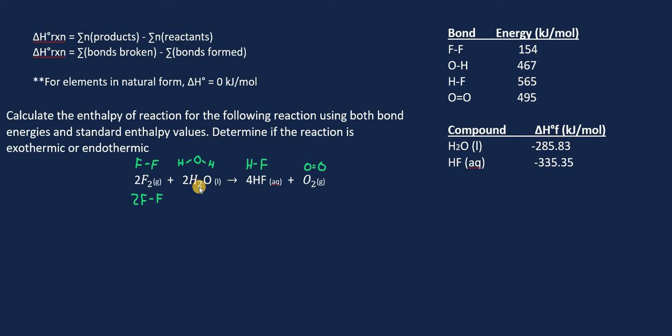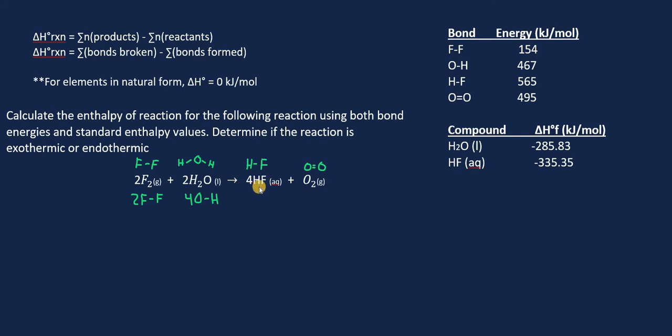Next we move on to water, the H2O molecule. If you look at your Lewis structure for water, you'll see that we have an oxygen that's single bonded to two hydrogens. In our reaction, we have two water molecules, so you have to take that into consideration. One molecule has two oxygen to hydrogen single bonds, and if you have two molecules, that means you have 4 oxygen to hydrogen single bonds here.